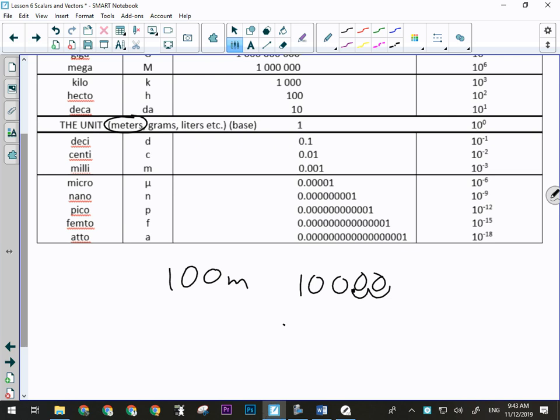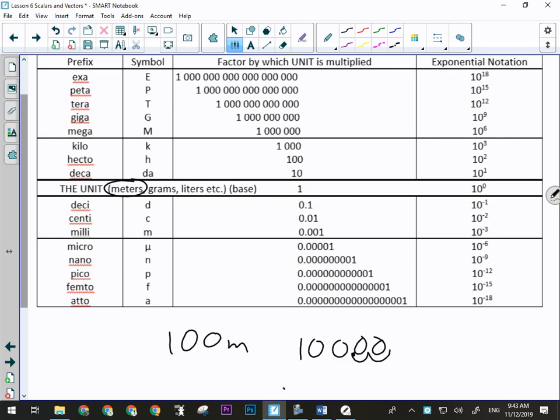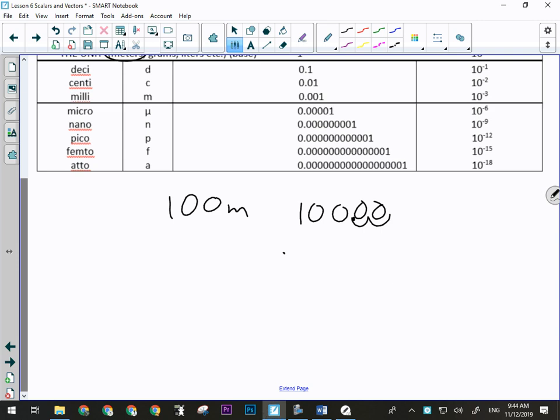So, if I have 1,000 meters, how many kilometers do I have? 1. Kilo is how many spots above it? 3. And everything's a base of 10 in our system. So if I have 1,000 meters, here's where the decimal is. There are 1,000 meters in a kilometer. So that's 1, 2, 3 spots, 1.0 kilometers. Just common knowledge.